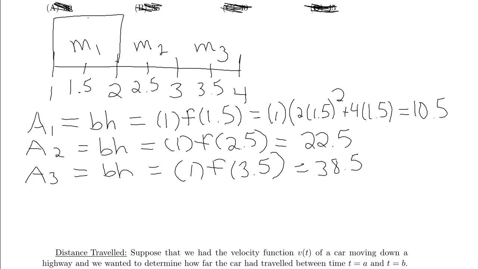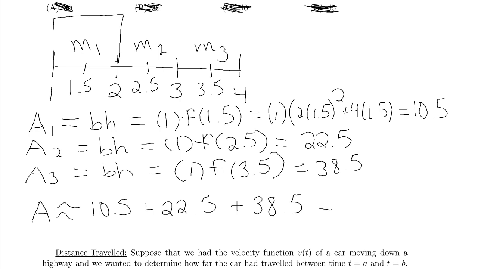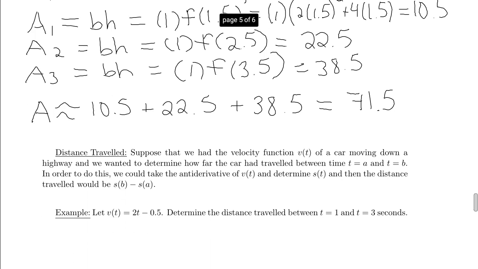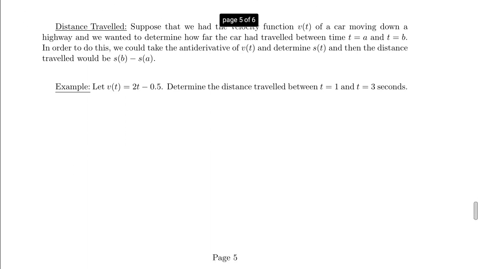So our overall area approximation involves adding up these 3 numbers, the 3 rectangle areas, so 10.5 plus 22.5 plus 38.5, and we end up with 71.5. So that is our midpoint approximation, and even though we're not picturing the curve, we could still do it just by plugging into the function because we know that that gives us the y values.